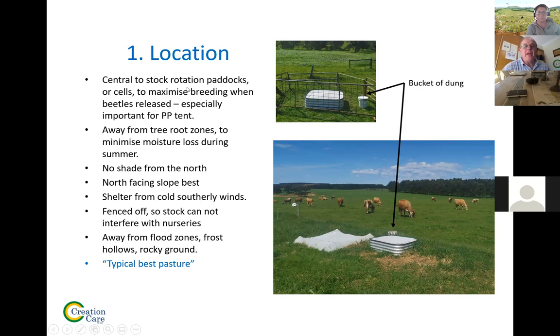Good pasture land and central to where you're going to be able to move the cattle for your rotation. Central, yeah. Central to some stock rotation paddocks, like near a corner post or something, like near a corner assembly. Away from tree roots. Tree roots can suck moisture out of the soil. If you had a tree near this nursery here, its roots will be sucking moisture out of that soil in summer. One of the critical things with these species is their survival in diapause over the months of January, February, March, April. Now, in a lot of parts of certainly South Australia, they're our driest months.